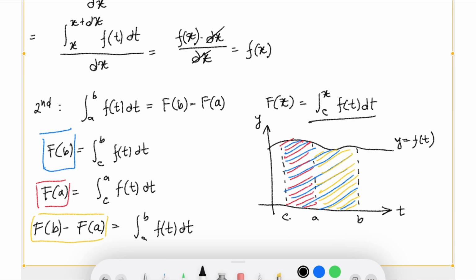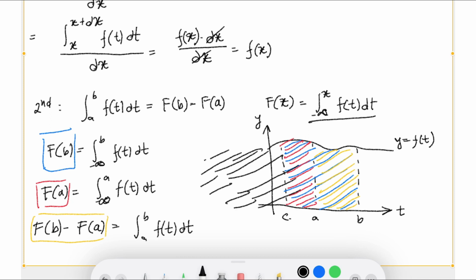And my feeling is that this would work even if we had minus infinity instead of c. It doesn't matter how big the area is. If the areas were extended to minus infinity, if we subtract one from the other, they will cancel out anyway, because this part is common to both integrals.